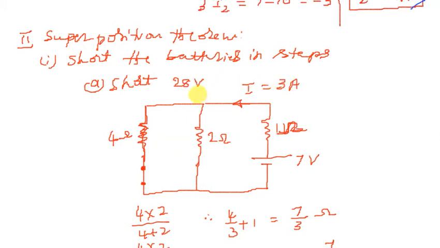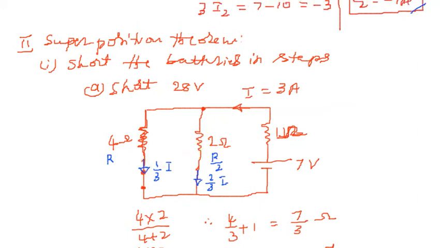See one thing here, when the current comes to this point, it will split into two parts. One thing you have to observe, if we treat this as R and this as R by 2, because it is 4 ohm and it is 2 ohm, right? Then the current which is going here is 1 by 3 of the main current, and here whatever the current that goes, that will be 2 by 3 of the main current. Okay, so now the current here, what it is passing, that is something like this.